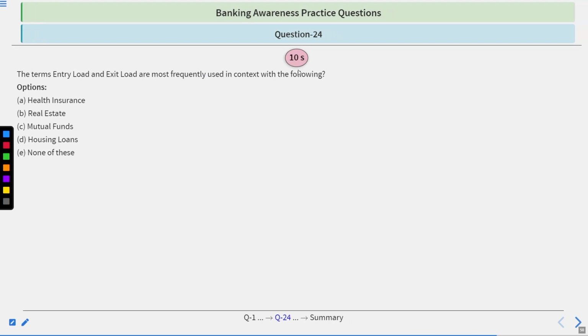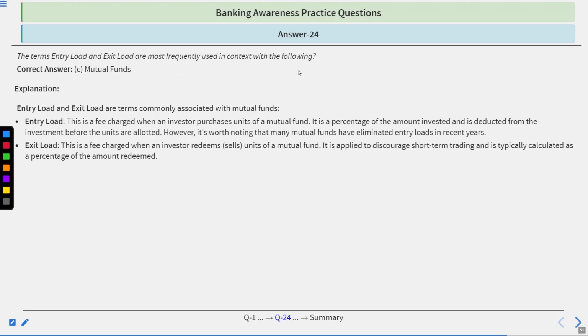Question number 24. The terms entry load and exit load are most frequently used in the context of the following: health insurance, real estate, mutual funds, housing loans, none of this. To answer this, you will have 10 seconds. Time starts now. Time's up. Correct answer is C, mutual funds.